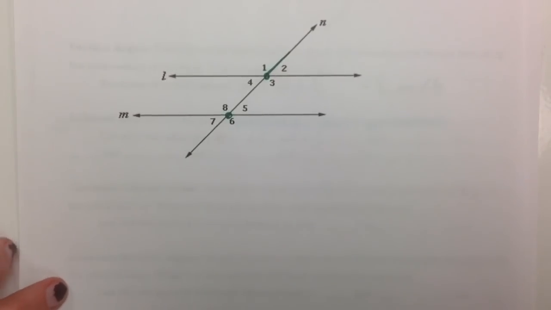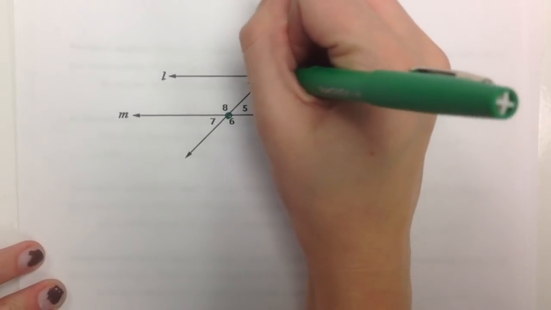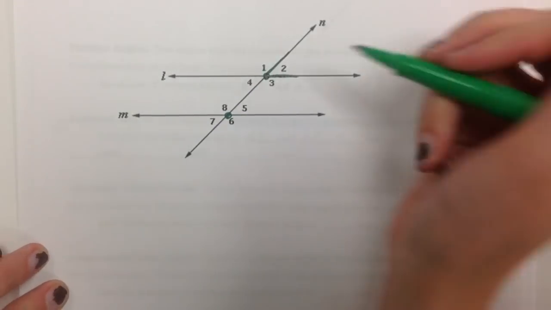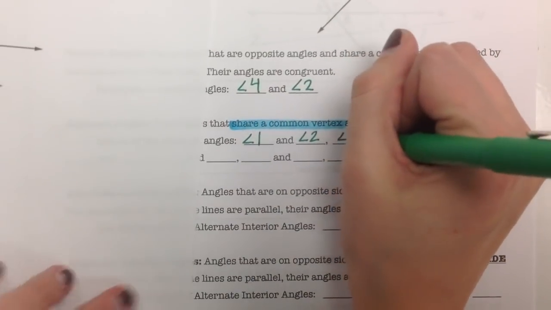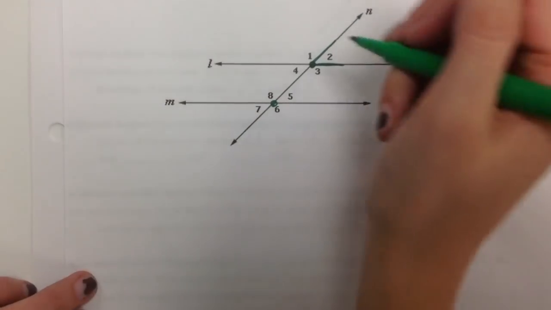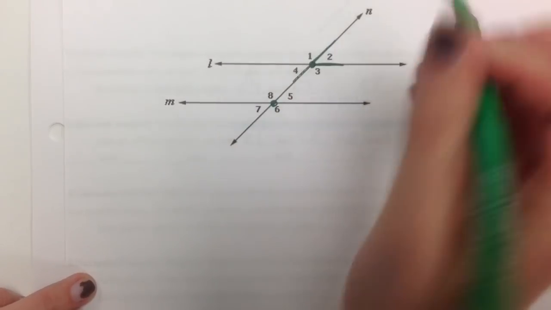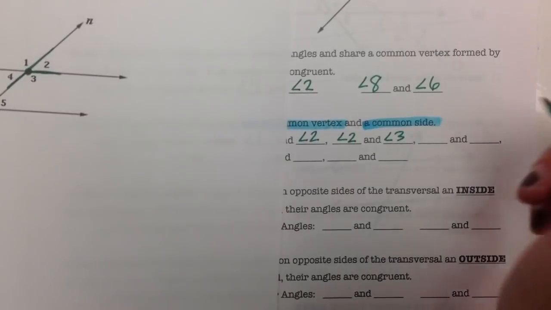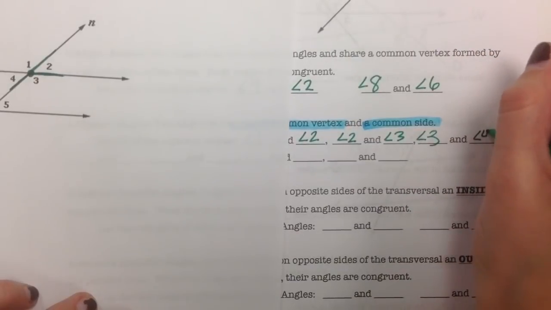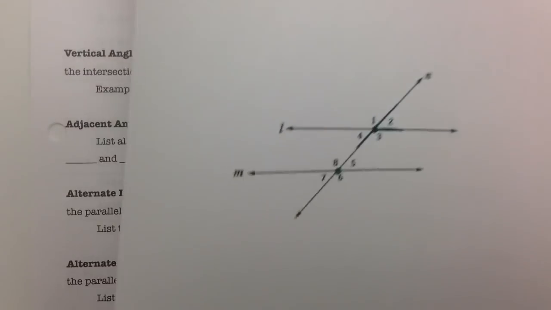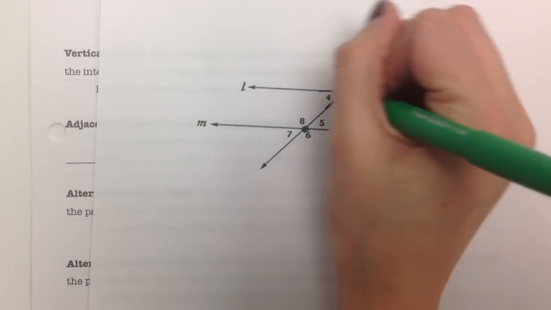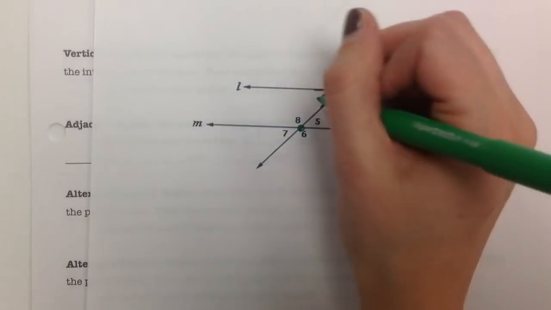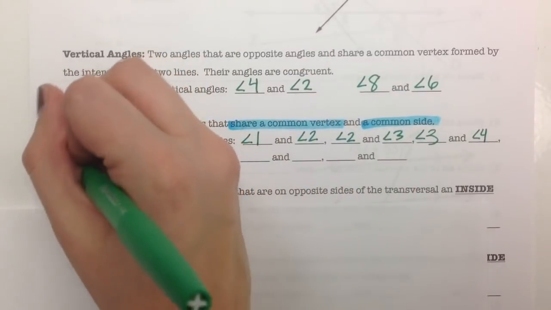Well, let's continue around clockwise here. We've got angle 2 right here. We have a vertex and a side connecting 2 and 3. They are right next to each other. So angle 2 and angle 3 are adjacent angles. Let's keep going around clockwise here. We've got angle 3. We've got a vertex and a side connecting 3 to 4. So angle 3 and angle 4 are adjacent angles. Continuing to go around. We've got angle 4 here that has a vertex and a side connecting it with angle 1. So 4 and 1 are adjacent angles.